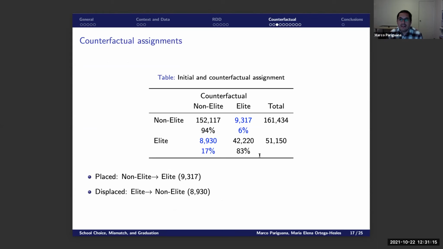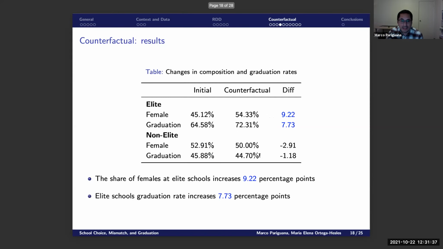Okay, so now, once we change the admission priorities in elite schools, students are going to move around. So some students that were at non-elite schools are going to be at elite schools, and the other way around. You can see that in the off-diagonal elements of this matrix, and that's roughly how many students were moving around in this counterfactual.